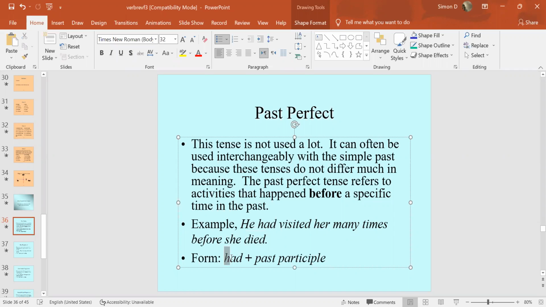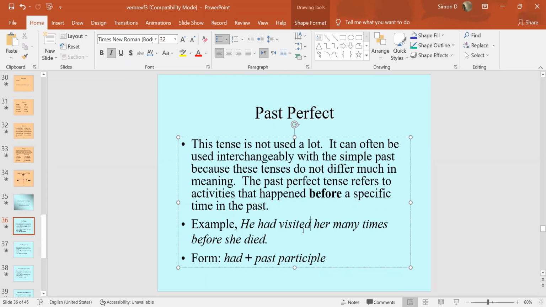So mostly the construction of past perfect would be had. Present perfect was has or have. Remember, has and have and past participle. Here it would be had visited her. He had visited her many times before she died. You're referring to a point of time.